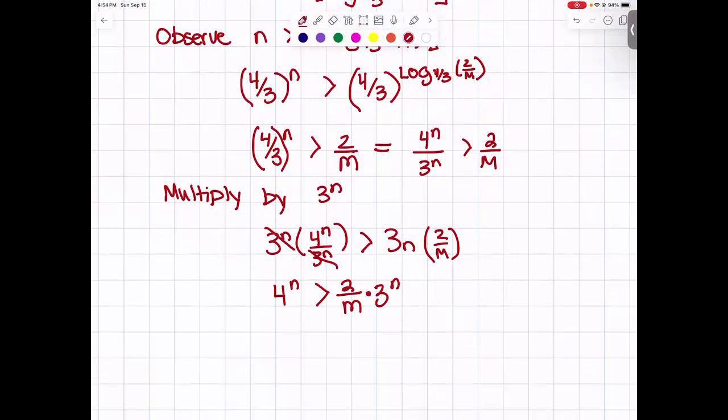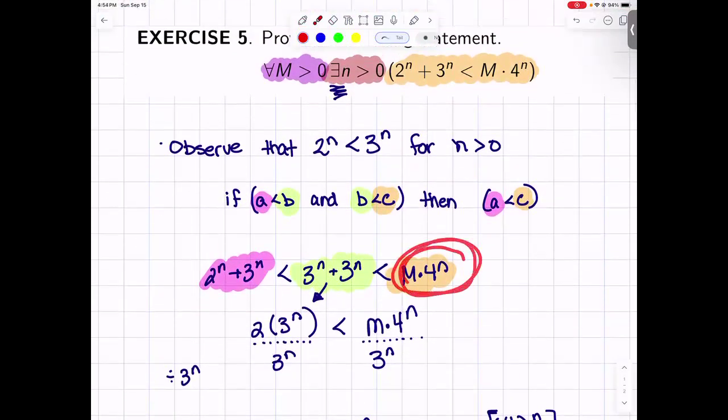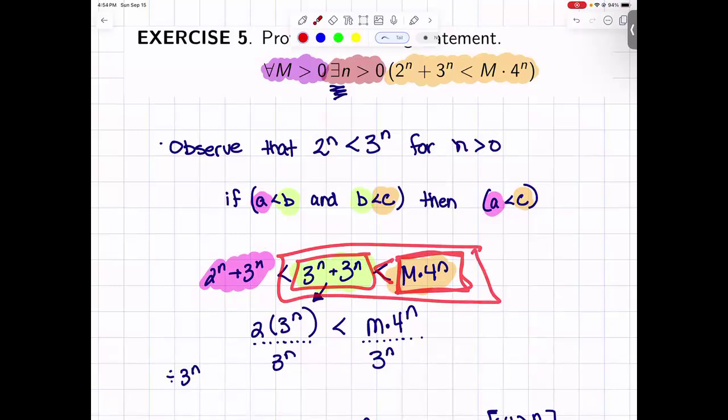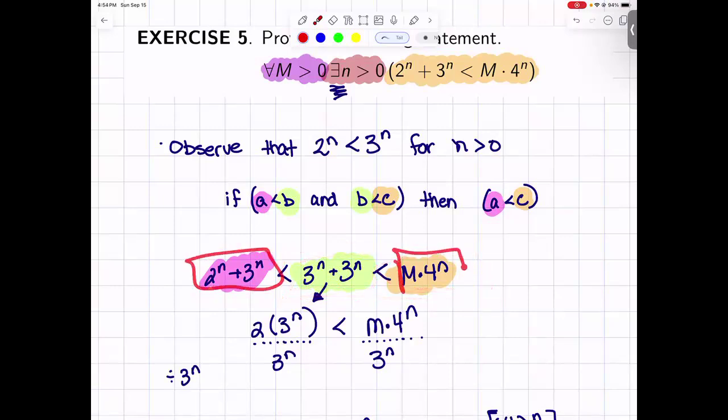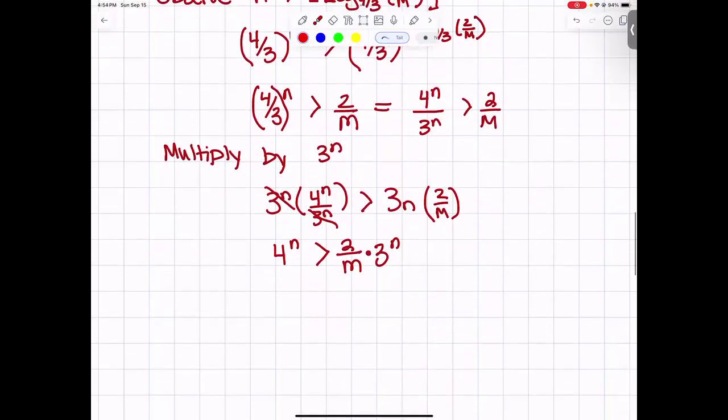Now, a reminder of what we're trying to work toward. I'm just going to scroll back up for a moment. We are trying to get that original inequality that we started with when we did our scrap work, which was 3^n plus 3^n is strictly less than m times 4^n. And as long as we can prove that this is true, we're going to be able to say that this is true just by default. So what I see happening is we're getting pretty close to that, but we need to get the m on this side. We don't want that division there. So let's go ahead and multiply both sides by m.